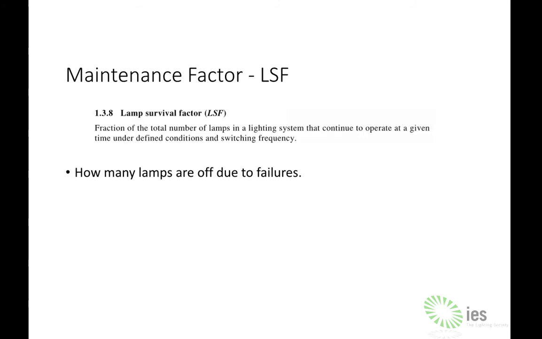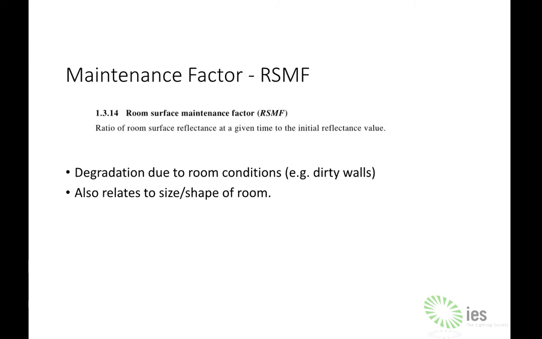There's the lamp survival factor. That's just how many lamps have been turned off due to failures, lamp blowing, that sort of thing. Spot replacement means it's gone out, we've immediately ripped it out and put in a new one, whereas a frequency replacement might be every year when we come out to do maintenance. Generally, that's when we look at the failures and we replace them at that time.